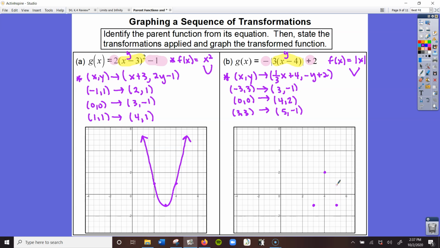Now because this is absolute value, remember that this is a V. So I just connect my dots, and there is my absolute value graph. And again, you can use your transformations to verify that you've graphed it correctly. This means it was a reflection over the x-axis, so it is upside down. It was stretched vertically by 3. It went to the right 4 and up 2.